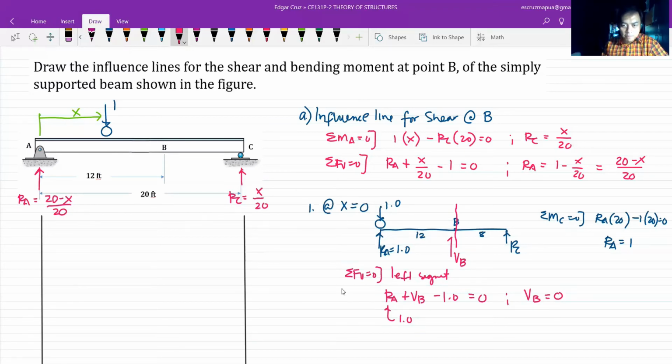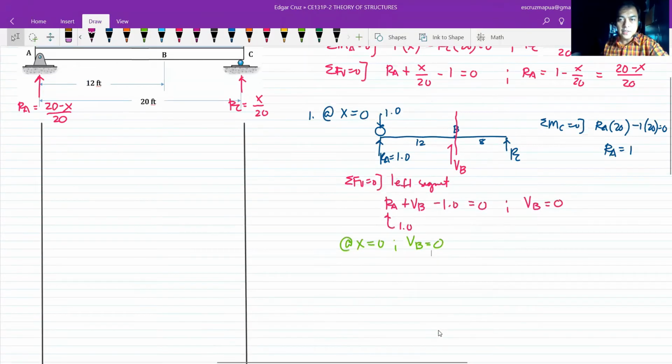Therefore, at x equals 0, the shear at B is equal to 0. That would be one point in the influence line. Okay, we're good at x equals 0.